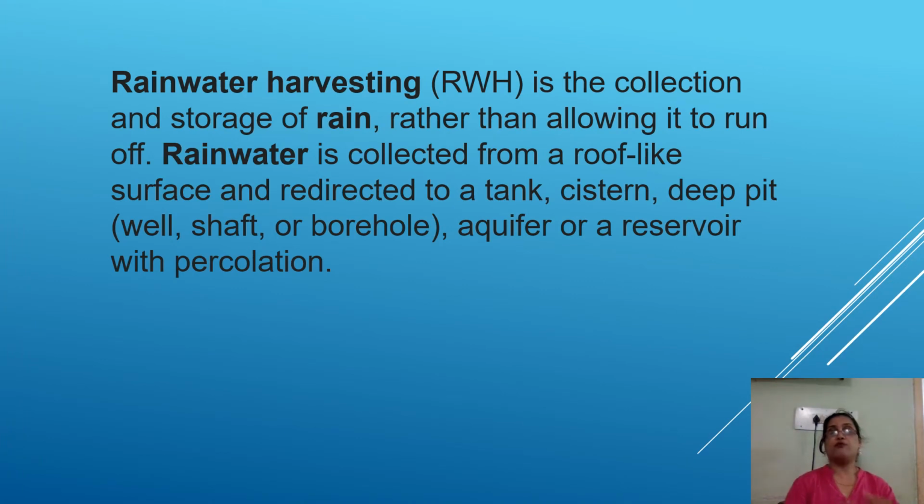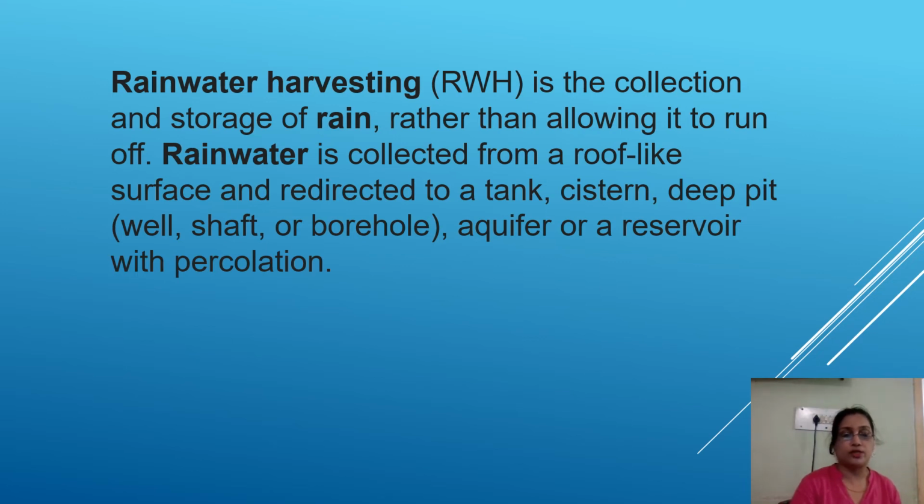So this is rainwater harvesting. It's the collection and storage of rain rather than allowing it to run off. Rainwater is collected from the roof-like structure. In the science exhibition, many of you have made rainwater harvesting models, and you have understood how the rainwater is collected on the rooftop, and then the pipe directs it to the ground so that the ground gets recharged, or there is a tank in the ground beneath the house which stores the rainwater.